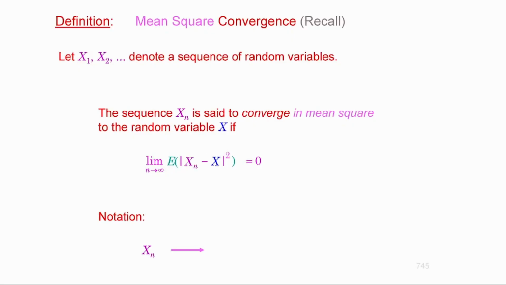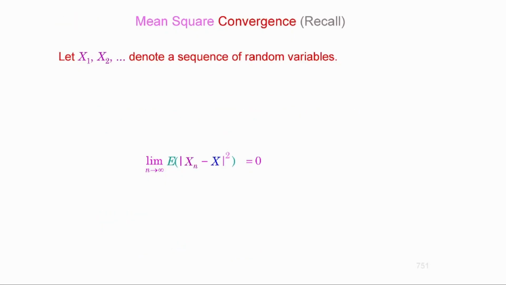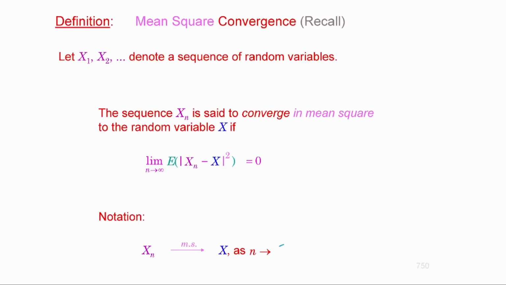Now, the notation was MS. You remember that: convergence in mean square, or simply mean square convergence as the sequence progresses. There was an infinity missing on this slide, but I hope it doesn't bother you that much. We've done this before. This implies, among others, convergence in probability, which is a little bit stronger a concept, but not as strong as almost sure convergence.